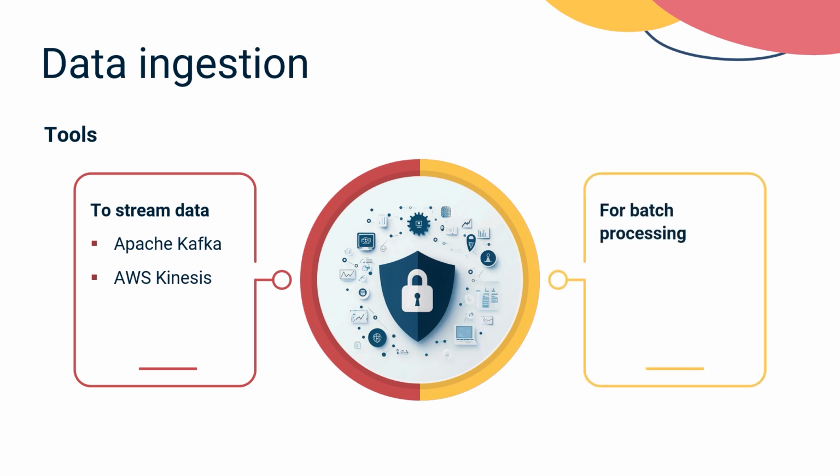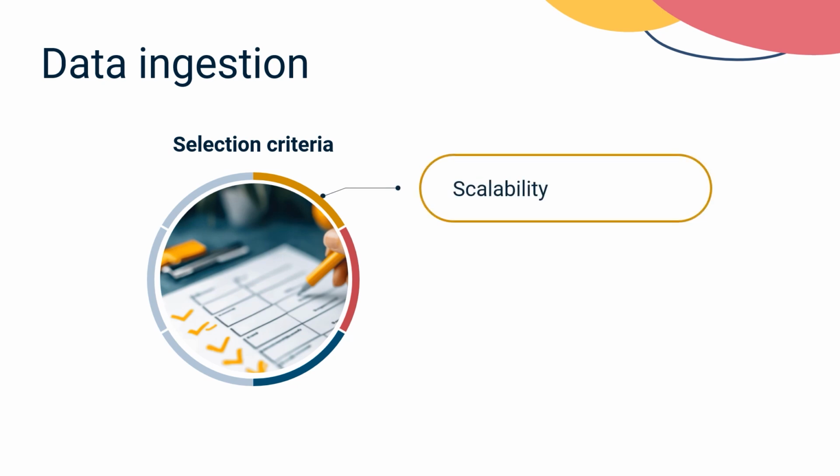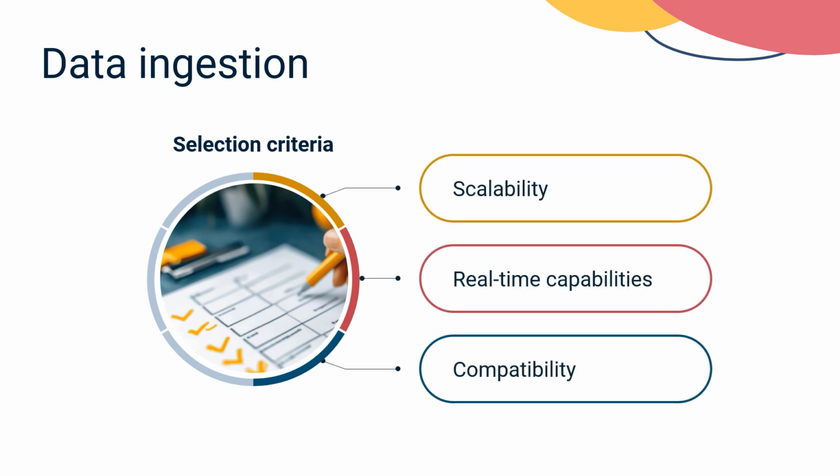For batch processing, ETL, or extract, transform, and load platforms like Talend, Informatica, and Apache NiFi can manage large periodic data loads from CRM systems or external vendors. The selection criteria include scalability, real-time capabilities, and compatibility with existing systems.